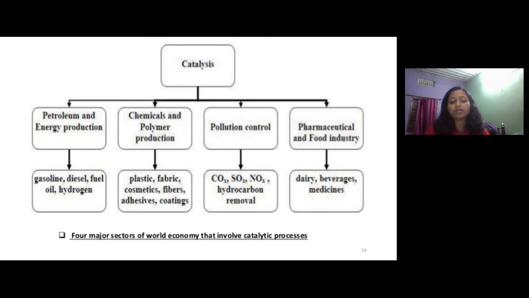Then what is the application of catalysis? Now catalysts are applied in different fields, and it is very much important. Actually, catalysts are applied in petroleum and energy production, chemicals and polymer production, pollution control, pharmaceutical and food industry, and there are several industries where catalysts are broadly used.